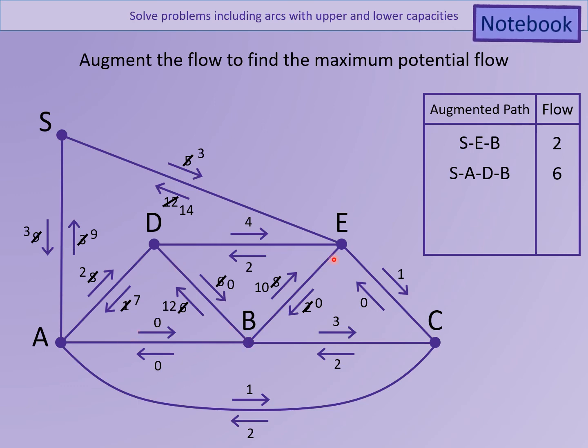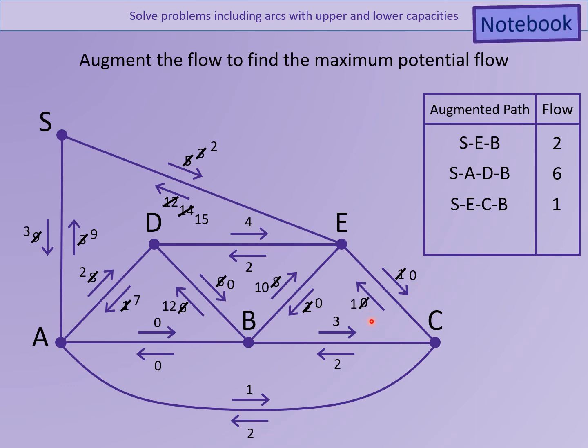Notice now that we've only got really one potential path into the source, and that's this one. So I might need to think, are there some routes that get to use these up? I think there is, isn't there? S to E to C to B. That would work for 1. So what's that do? 3 goes down to 2. 14 goes up to 15. I can still reduce it down. 1 gets used up, so that goes to 0.